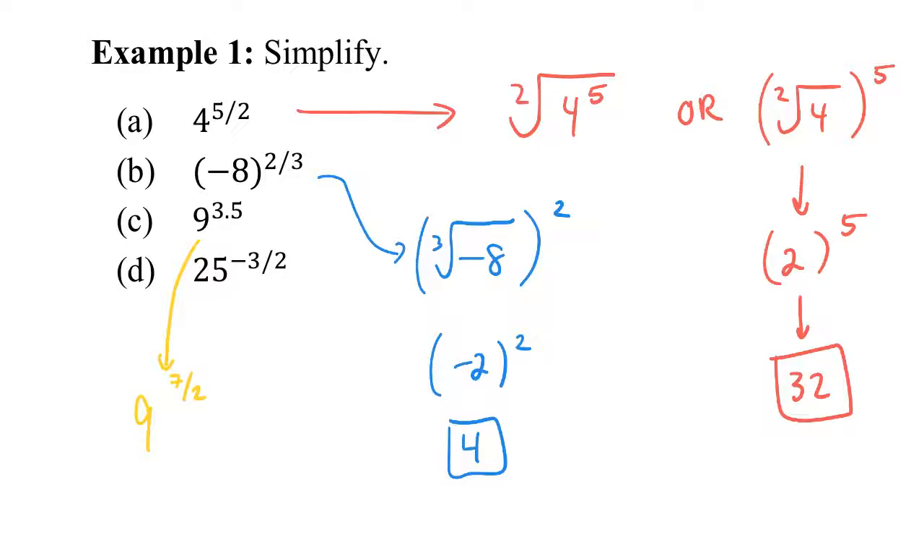And now, do you see why it makes sense to do it this way? So this becomes the square root of 9 to the 7th power. Do not do 9 to the 7th. 9 to the 7th is a mess, and then you've got a square root. So the square root of 9 is just 3. Unfortunately, 3 to the 7th is not very nice either.